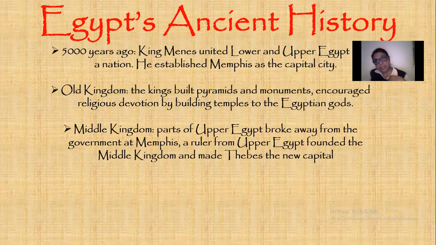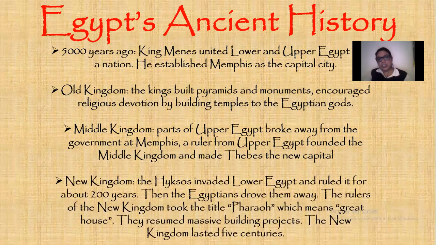So, in the Middle Kingdom, for that reason, parts of Upper Egypt broke away from the government at Memphis. A ruler from Upper Egypt founded the Middle Kingdom and made Thebes the new capital. You will see who.